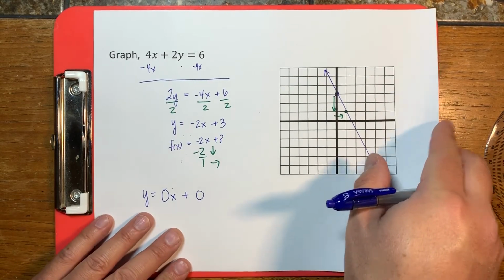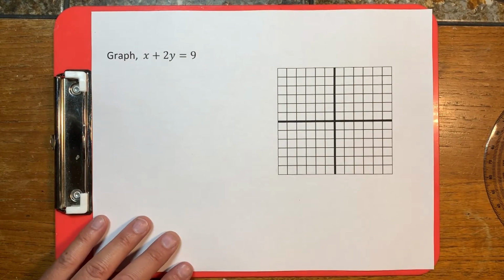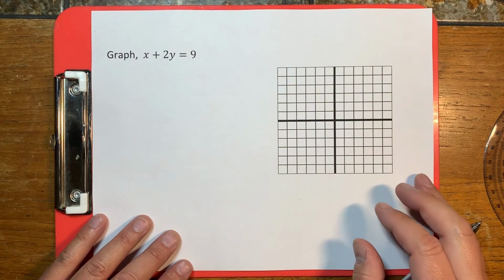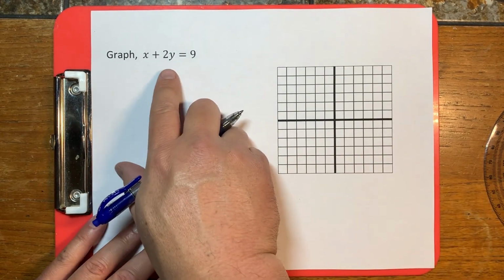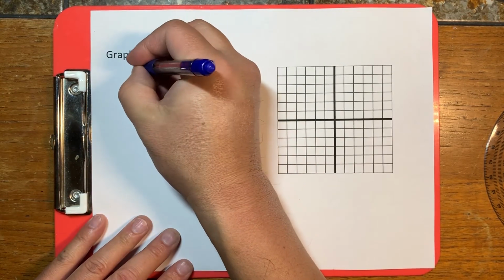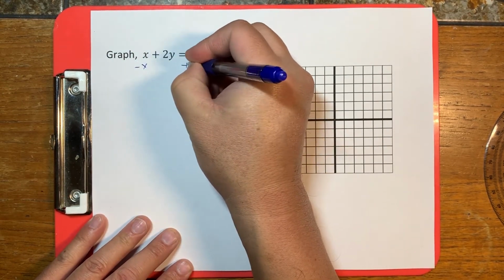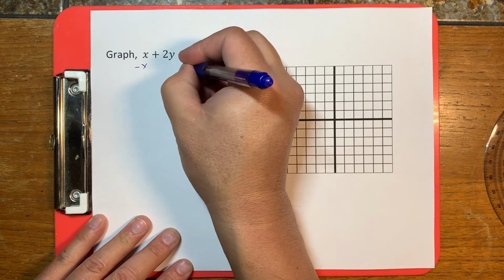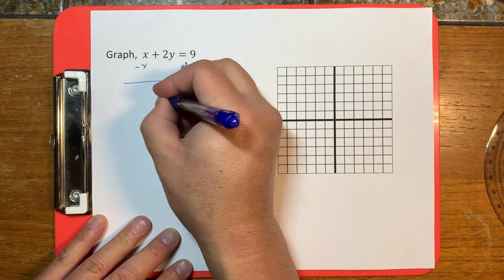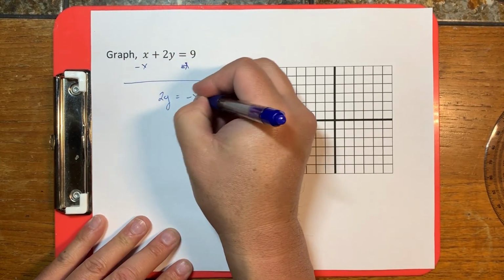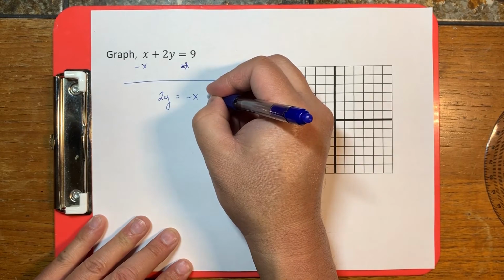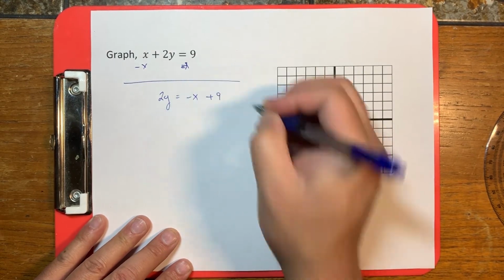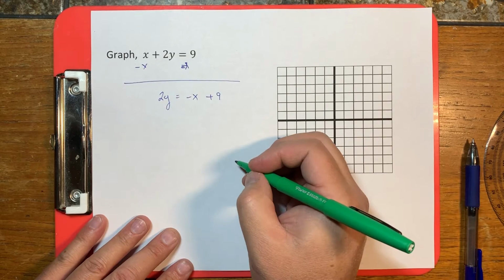Okay, now, if I'm having a bad day, I'm going to give you this problem. Now, let's isolate the y again. So I'm going to subtract the x, subtract the x. Sorry, that's a minus x over here. And we get 2y is equal to minus x plus 9. And then we're going to divide both of these by 2.